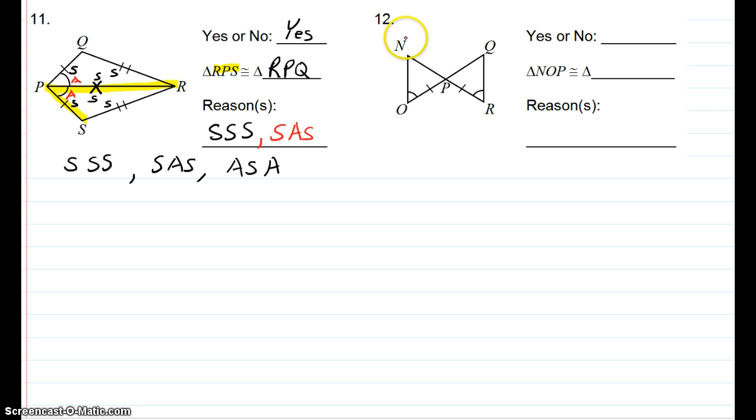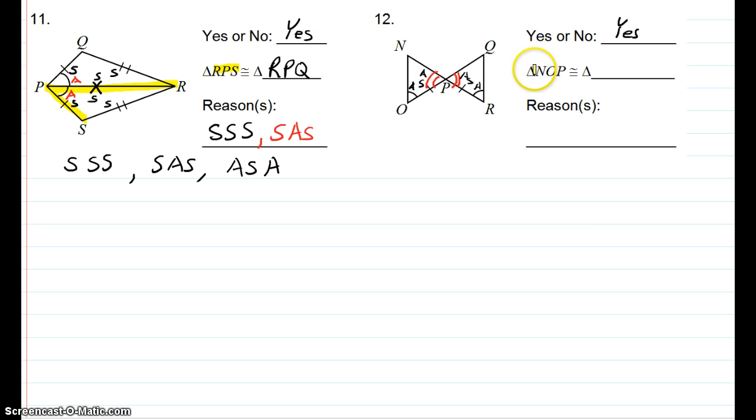Alright, number 12. Let's look at these two triangles. Now these two triangles don't share a side, but what happens is when we have these two lines crossing, they make a pair of vertical angles. So I'm going to know that this angle and this angle is congruent. So now I know this angle, I know this side, I know this angle, angle, side, angle. So the two triangles are congruent. So we're going to say yes. Now we'll write our statement.